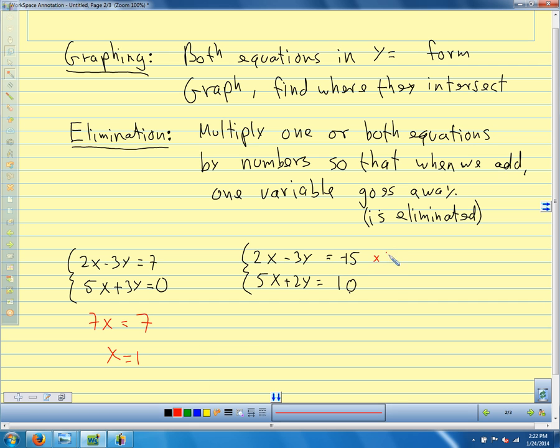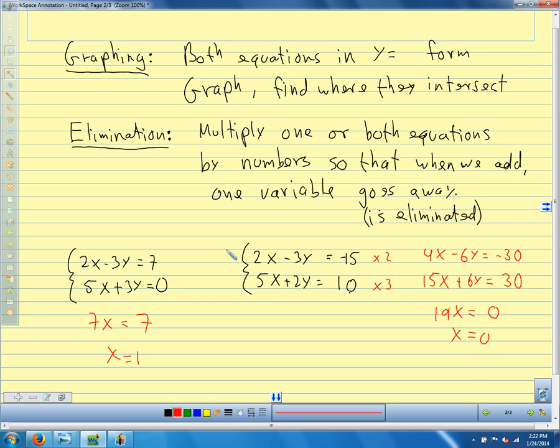Okay, so let's multiply this one by 2 and that one by 3. And that would make the y variables go away. So let's write that out. So I get 4x minus 6y equals negative 30, and 15x plus 6y equals positive 30. This one works out really nicely. Add these two together. So I get 19x equals 0. Divide by 19, so x equals 0.